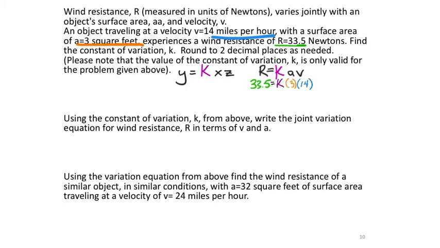So, well, let's see, 3 times 14 should be 42. So 33.5 equals 42K. I know not everyone would need to write all this out, but that's fine. And now divide both sides by 42 to make that coefficient of K 1. K, our constant of joint variation, is 33.5 divided by 42. Enter. This one's telling us to round this to 2 decimal places.